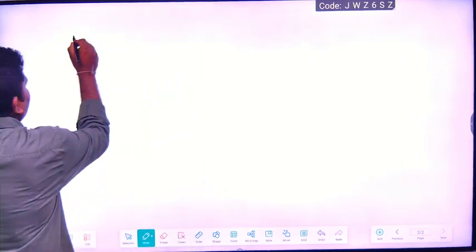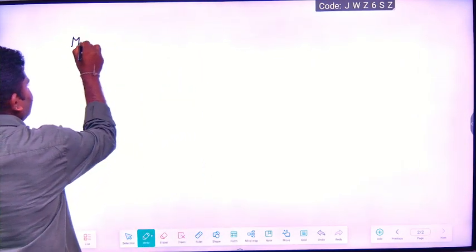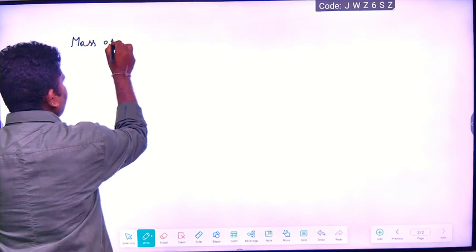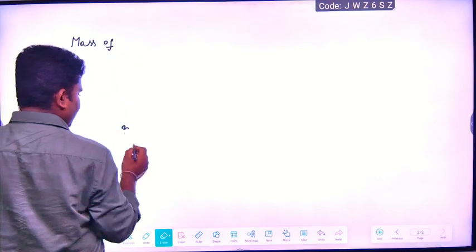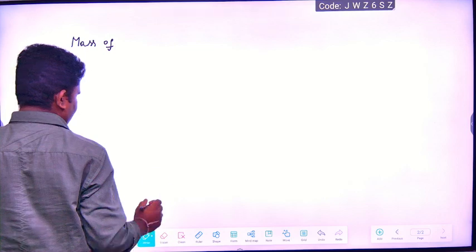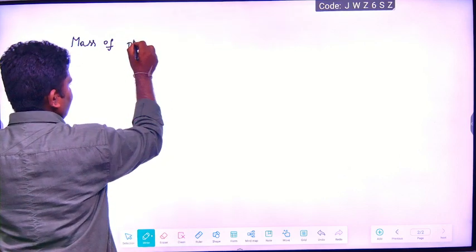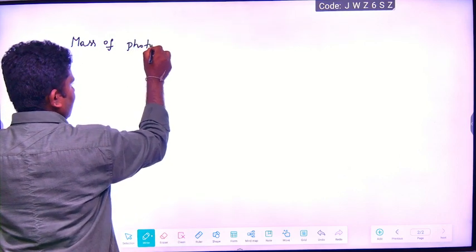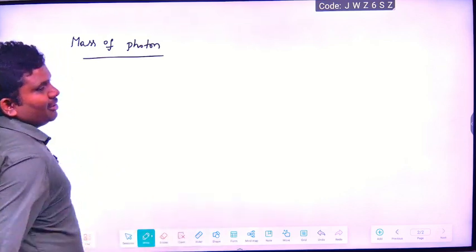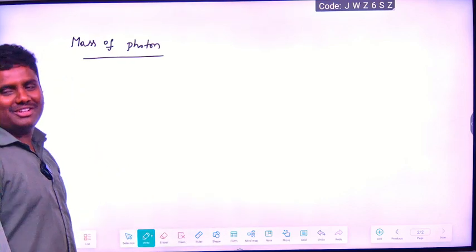What is the mass of the photon? What is the rest mass of a photon?